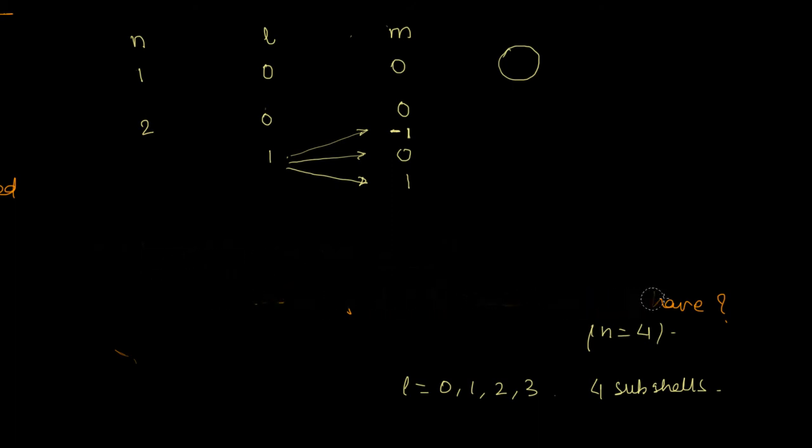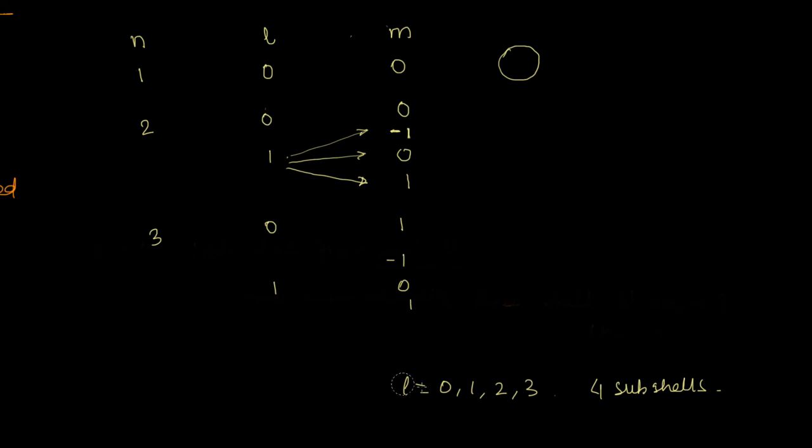Let me erase this. We come to n is equal to 3. L is 0. For 0, n is 1. Okay. Now I come to 1. It has 3 values: minus 1, 0, 1.